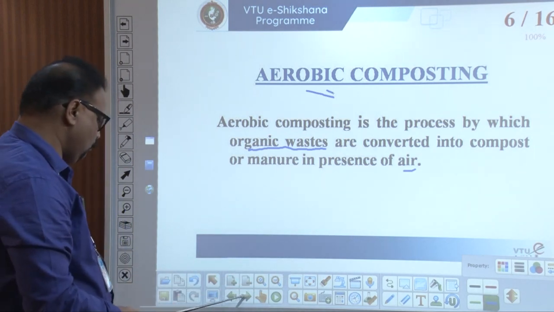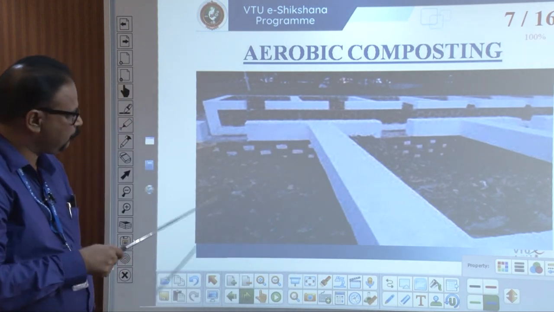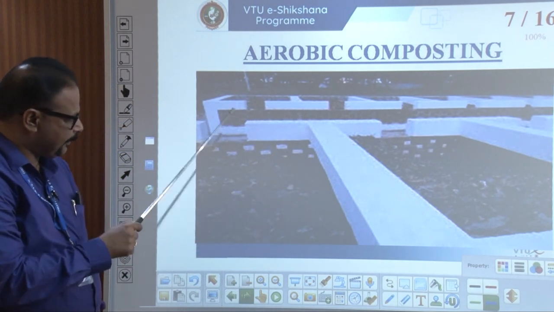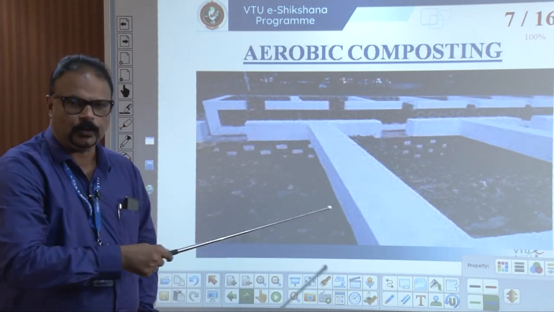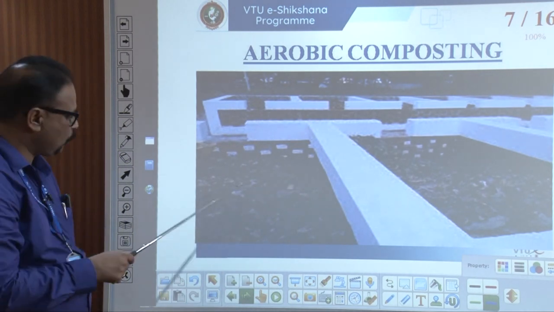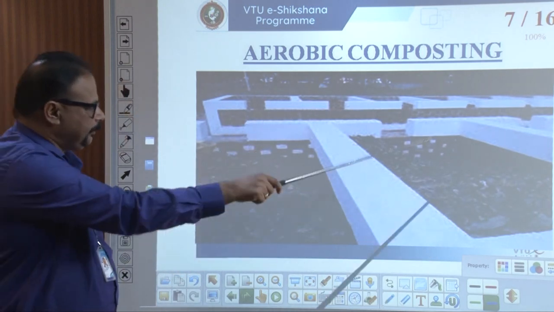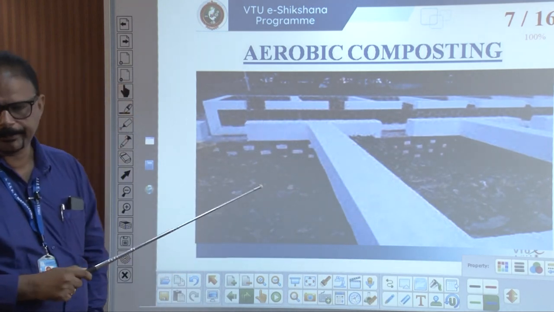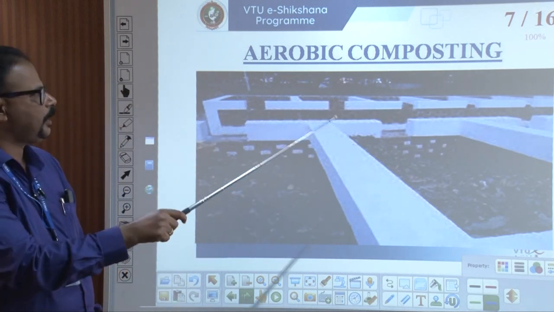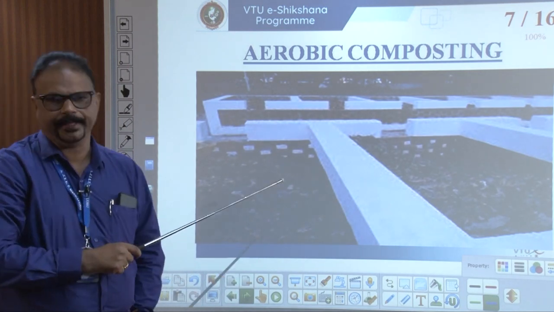Next, you can see this is the method of aerobic composting, in the presence of air, direct sunlight and air, so it is called aerobic composting. We use some microorganisms, or worms, without pathogenic microorganisms. This is the process of aerobic composting, in the presence of air.